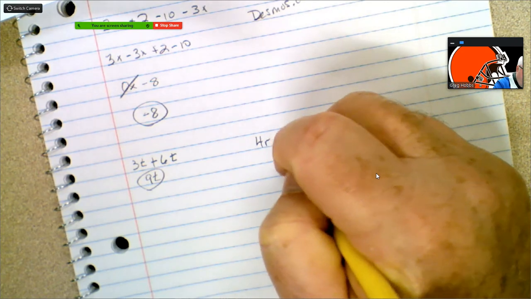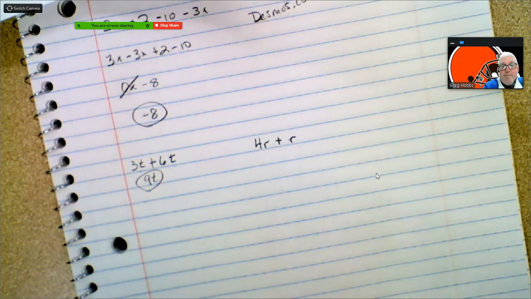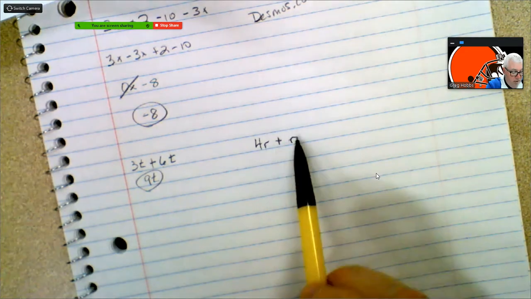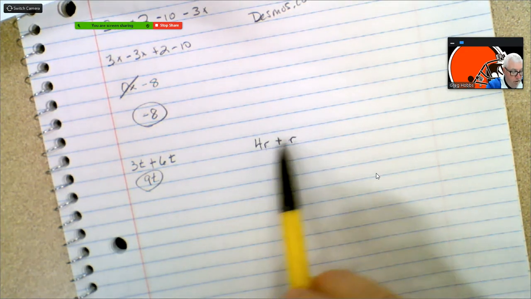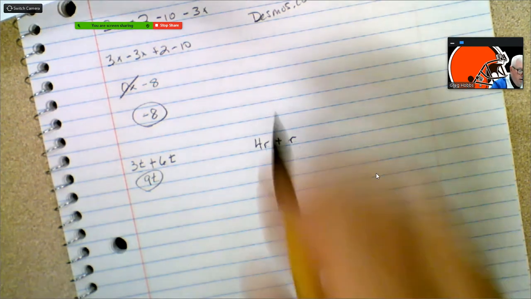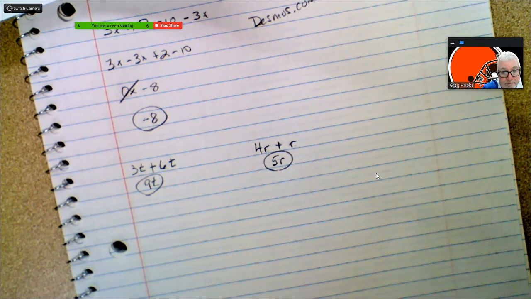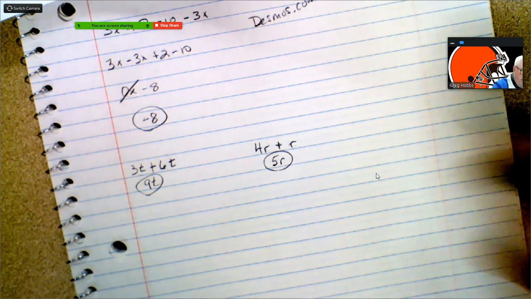4r plus r plus 1r. Again, I have like terms. Remember, r, no exponents, so r is a like term. 4r plus 1r. Simplified is 5r. Remember, you need to be pausing the video.